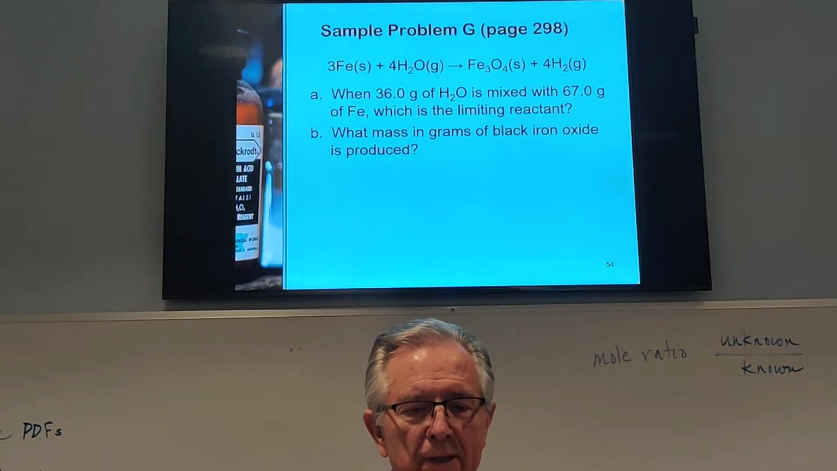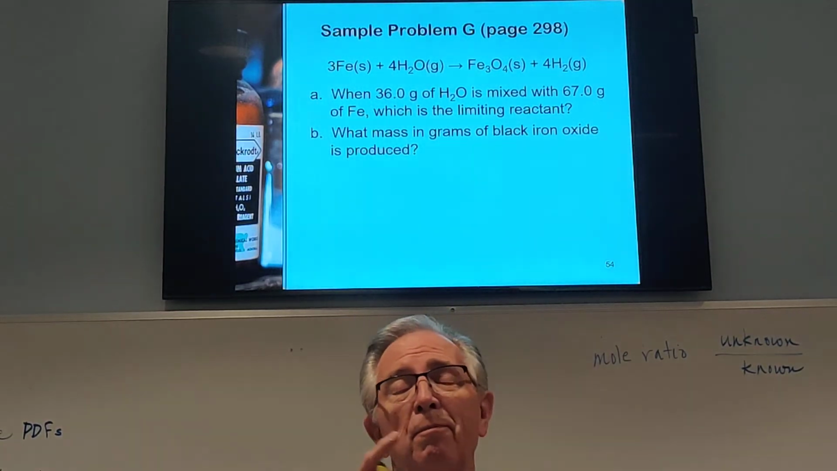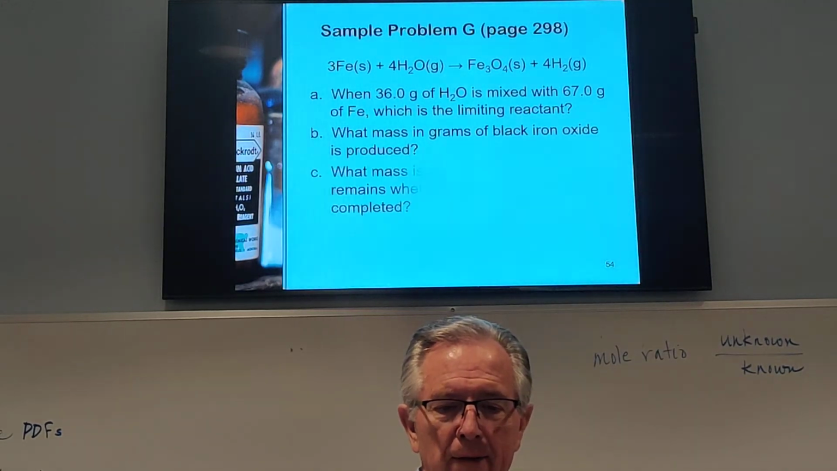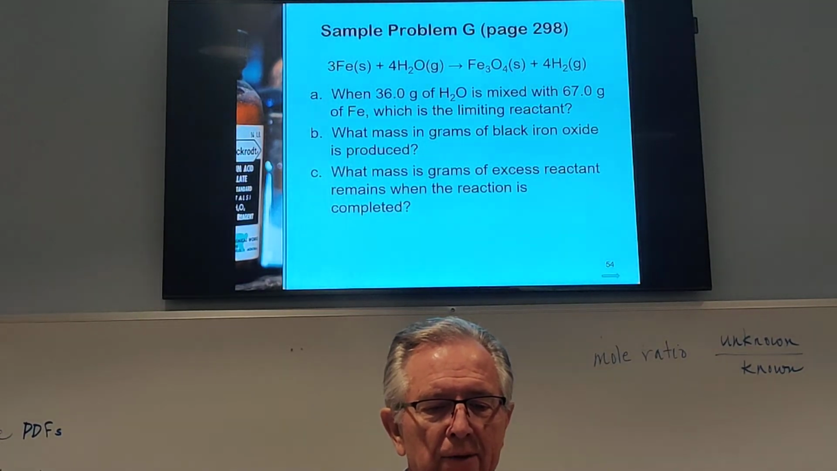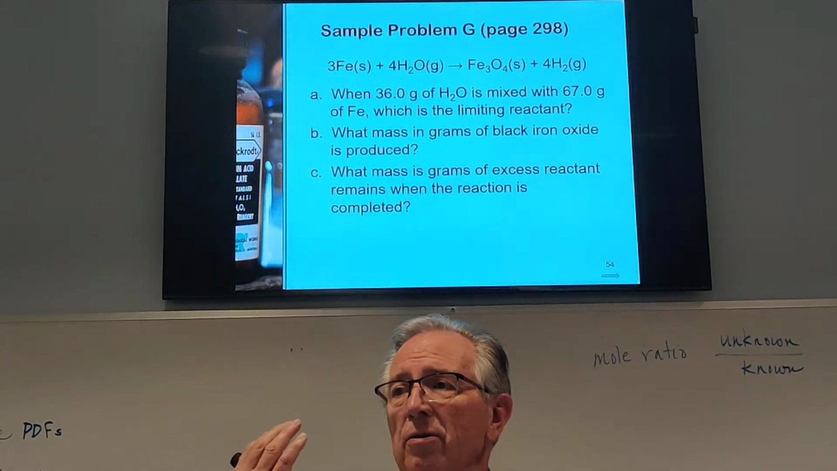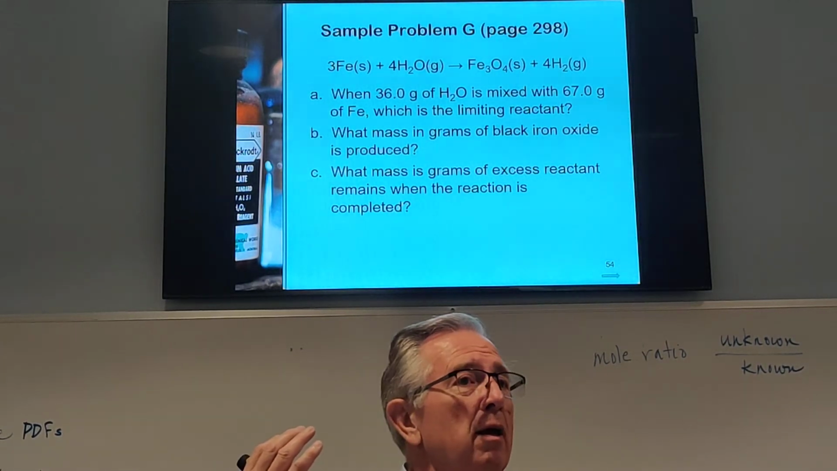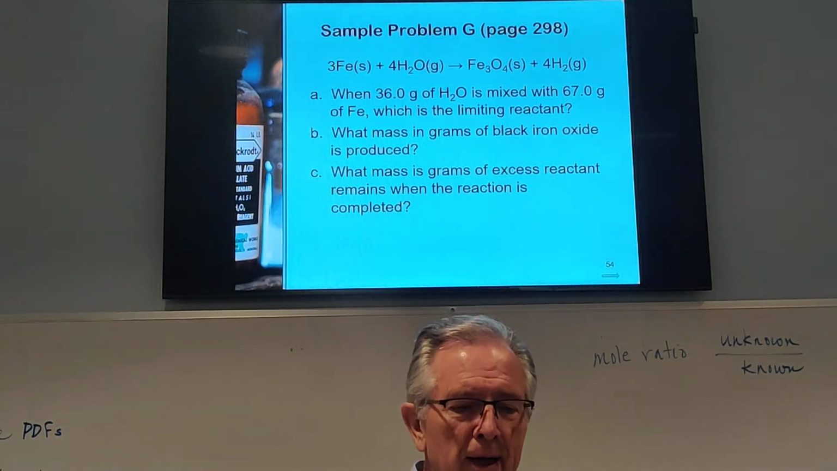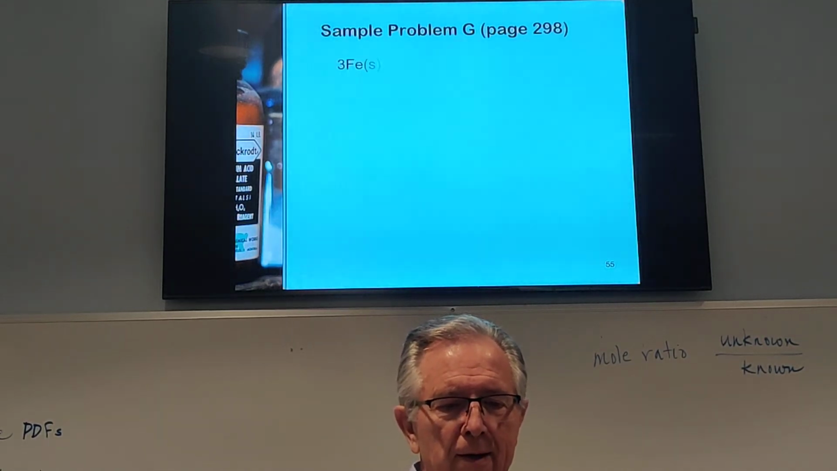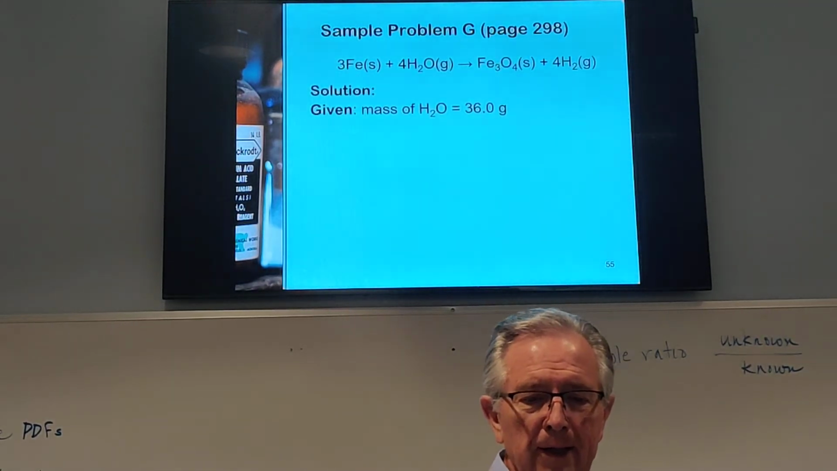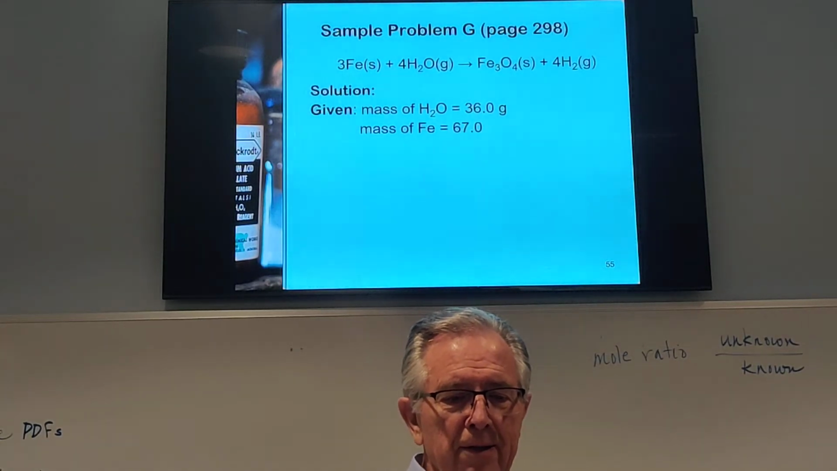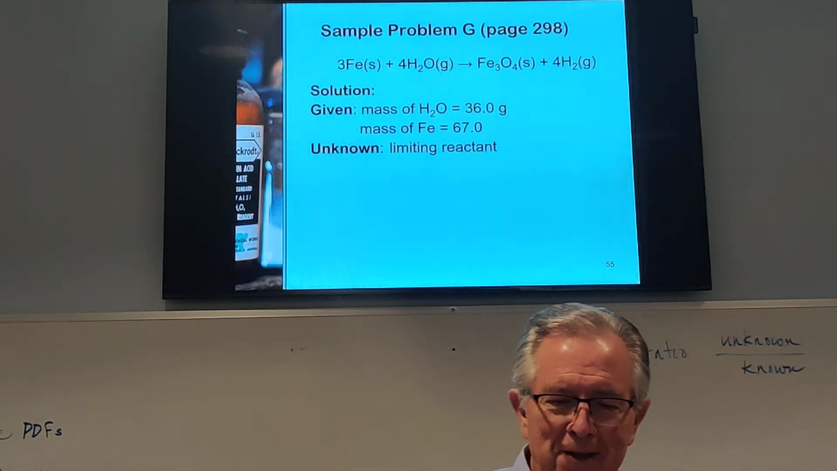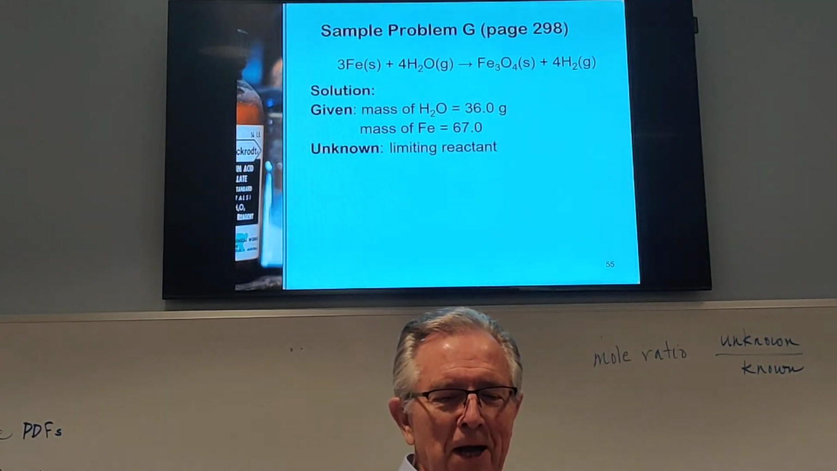And then what mass in grams of iron oxide will be produced once I've identified what the limiting reagent is. And then what mass of the excess reactant? How much is going to be left over when I am done with this reaction? So we've been given 36 grams of water and 67.0 grams of iron.